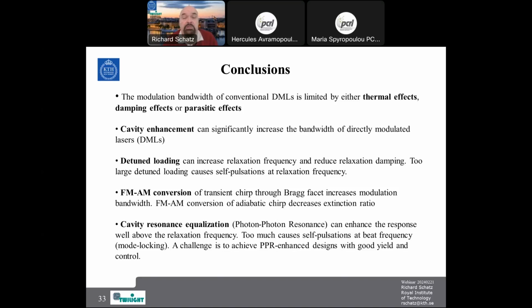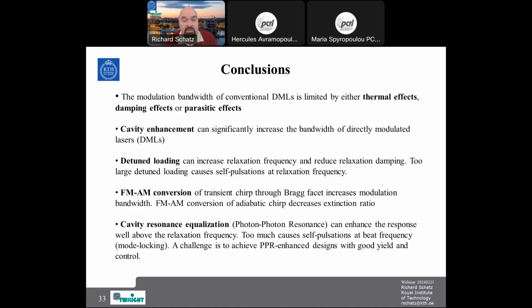And also here you have to be careful. I've not shown it, but you can get self-pulsations at the beat frequency between the side mode and the main mode. That is also mode locking. It's really mode locking. You can get mode locking between the side mode and main mode if you have too much photon-photon resonance. And it's a challenge to achieve photon-photon resonance enhanced designs with good yield and control. As I showed, you need to be close to mode jump and bias the laser carefully there.